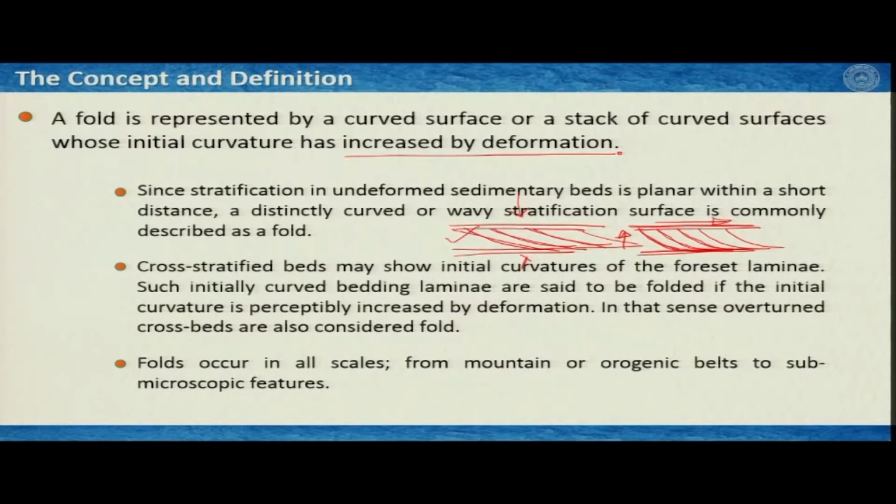So, while you define a fold, you always remember, I am repeating it, that you must find some sort of perceptible deformation feature within this structure or within this curvature.